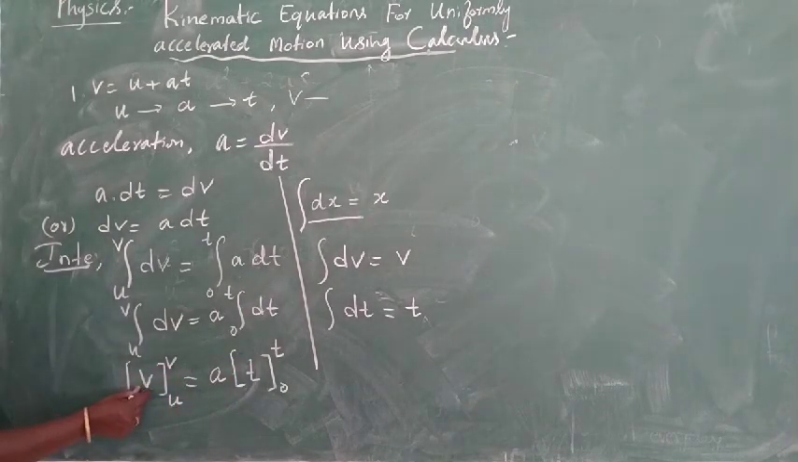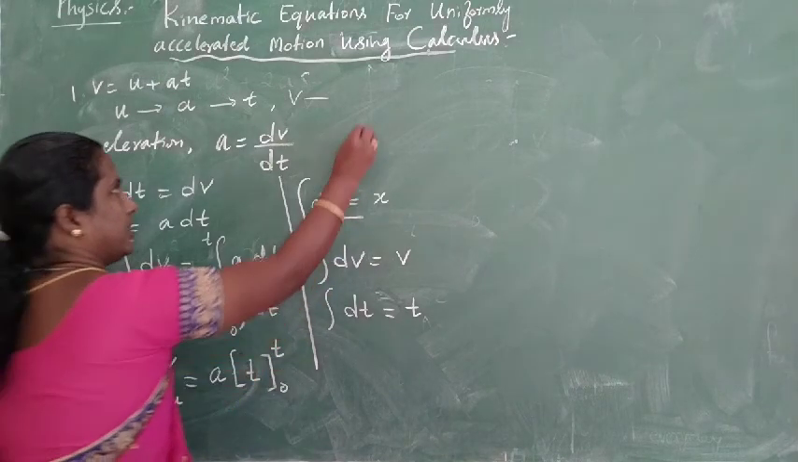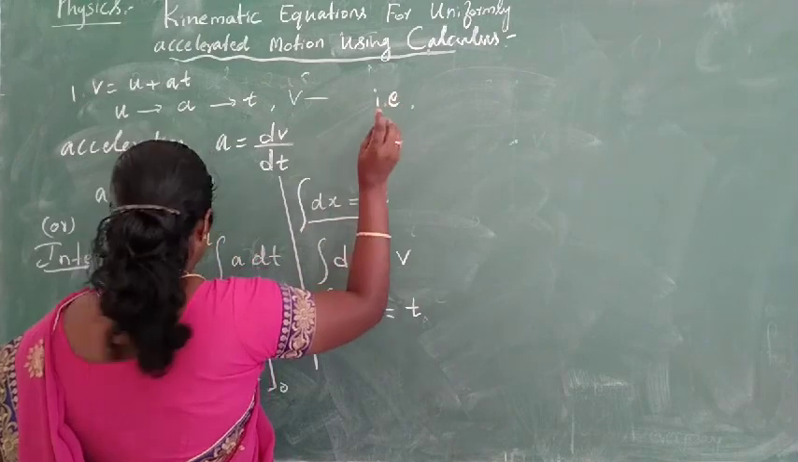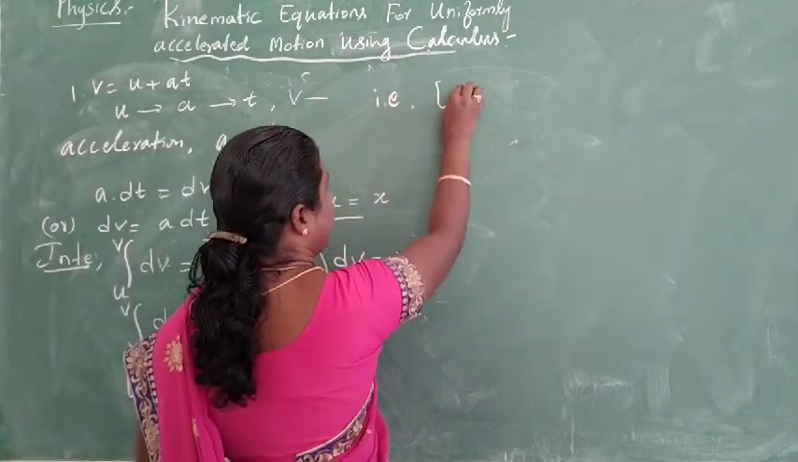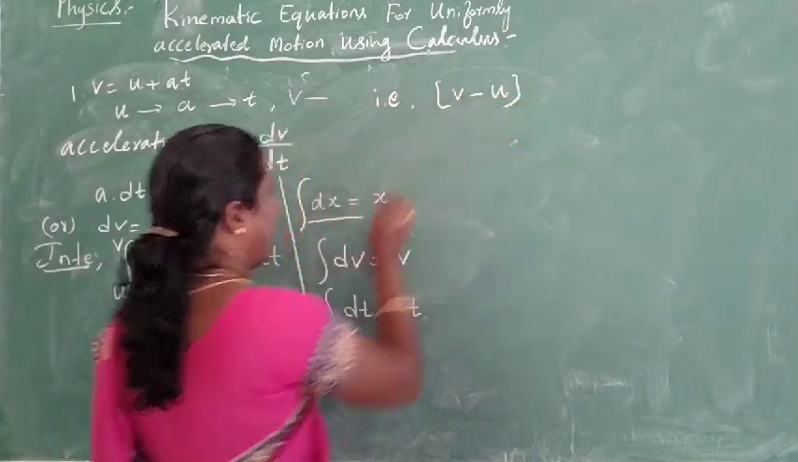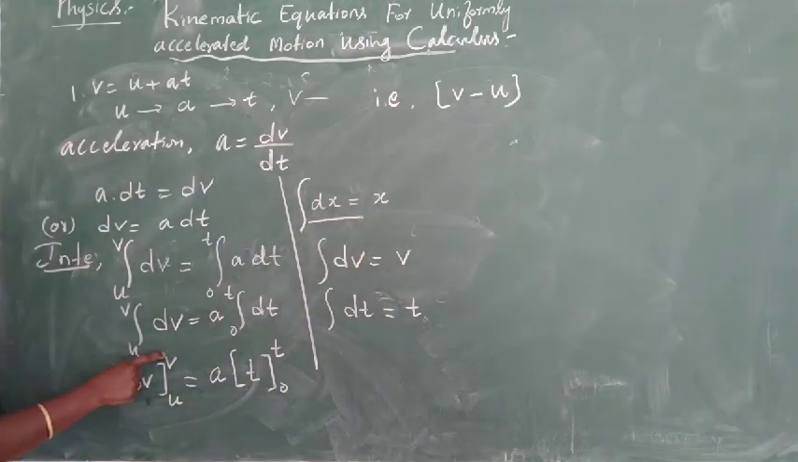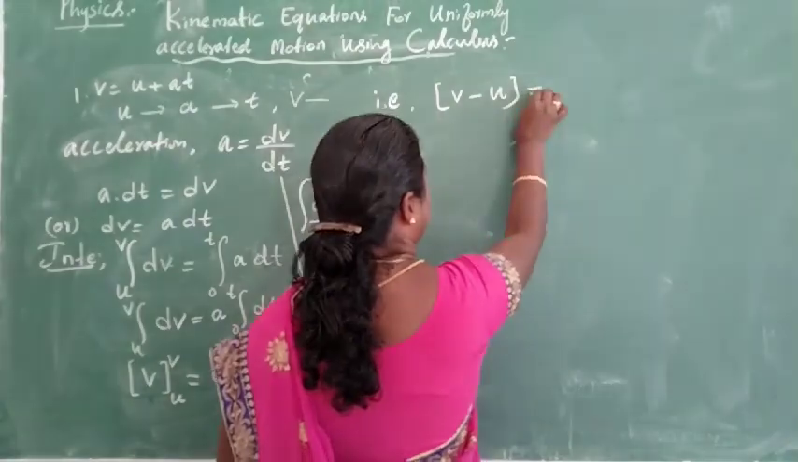Now, in place of this limit, we integrate this value. In place of this variable v, velocity, we apply the upper limit minus the lower limit. Remember, upper limit minus lower limit. That means I can write v in place of the upper limit minus u for the lower limit. So v minus u is equal.